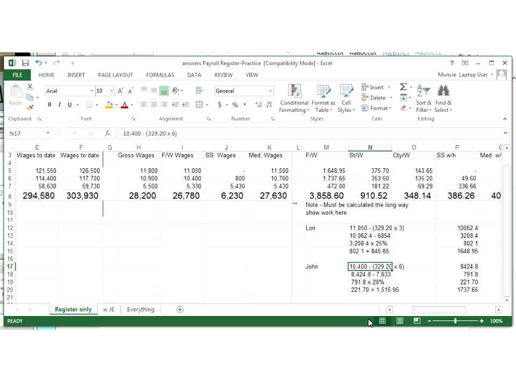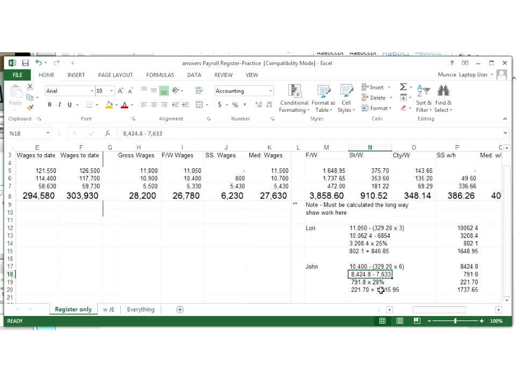So go through the same steps. Take the $10,400 as our starting taxable wages, and then subtract out the number of allowances that we are allowed. So the $329, that's our monthly allowance number, times the 6 that we have.